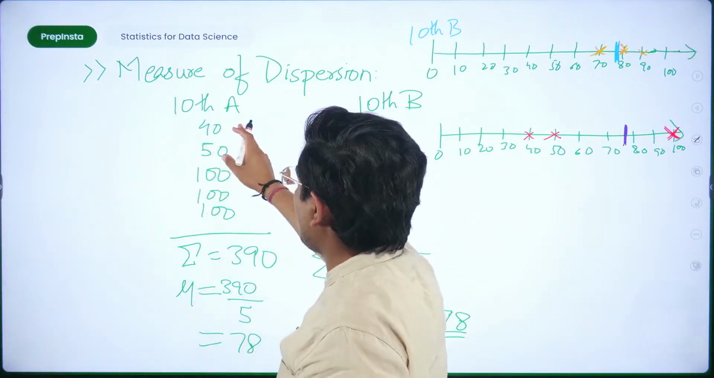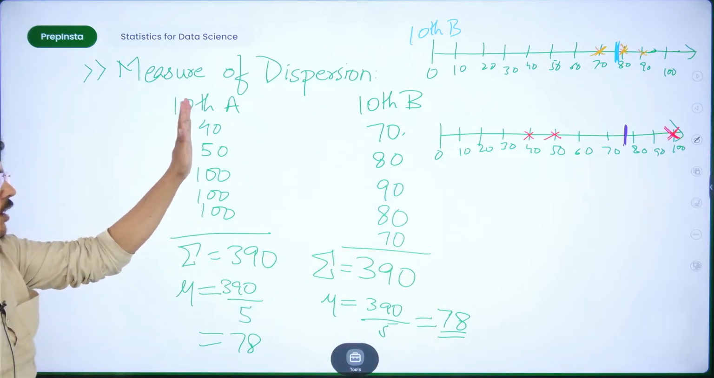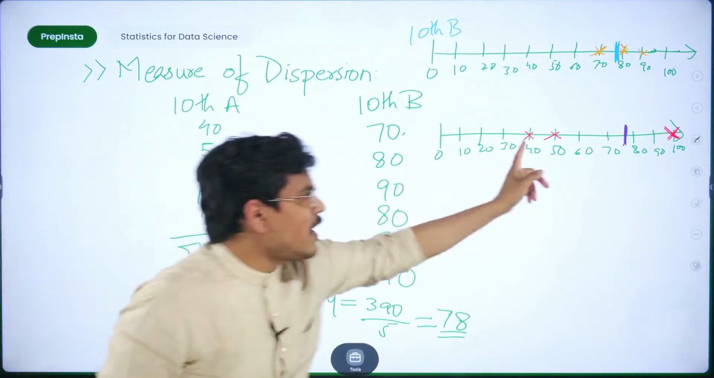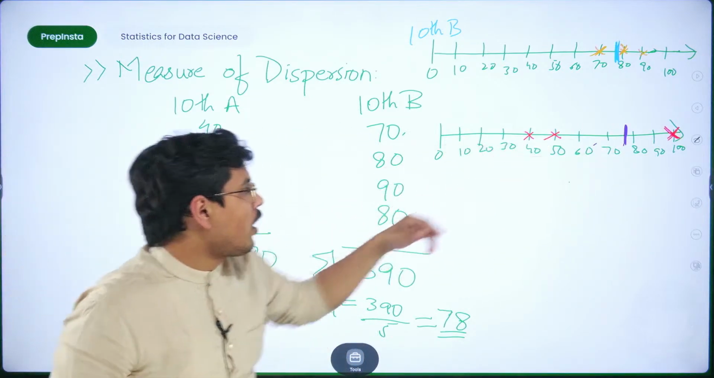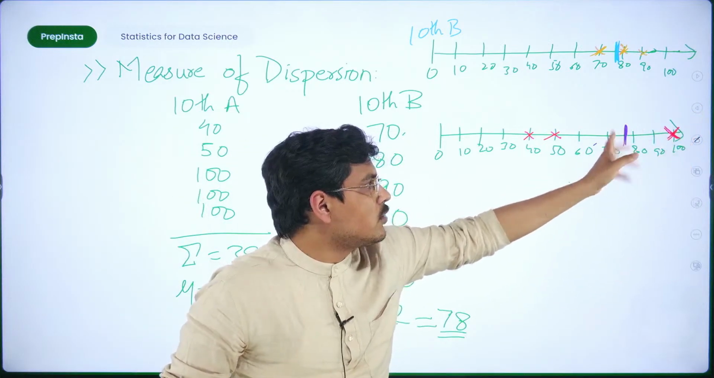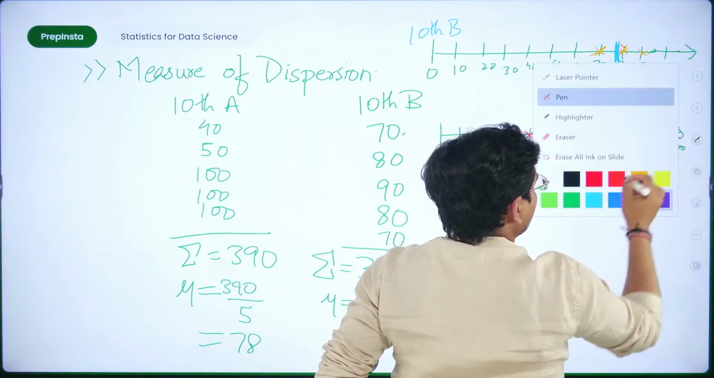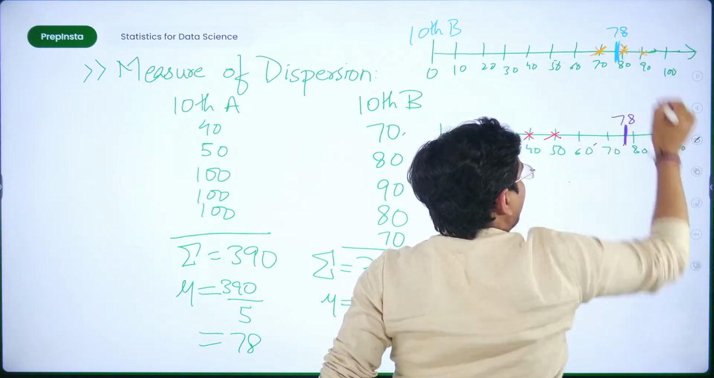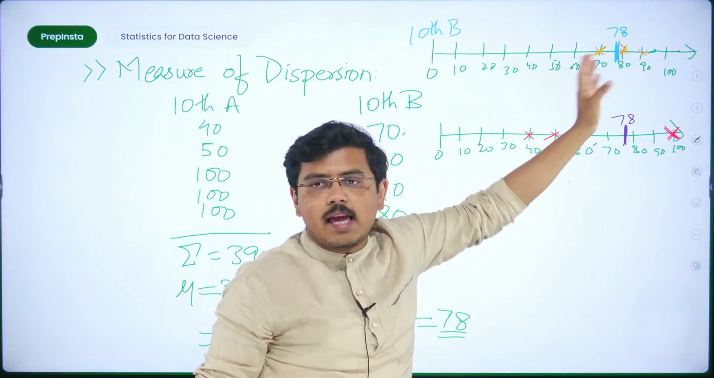Here, if you see at this particular place, there are a few values given. 40 is very far from its mean, right? 50 is also very far. Then if you check 100, it is also lying somewhere away from the mean that you got. This is 78. Fine. This is also 78. But the difference is that here the mean is nearer to the actual values.